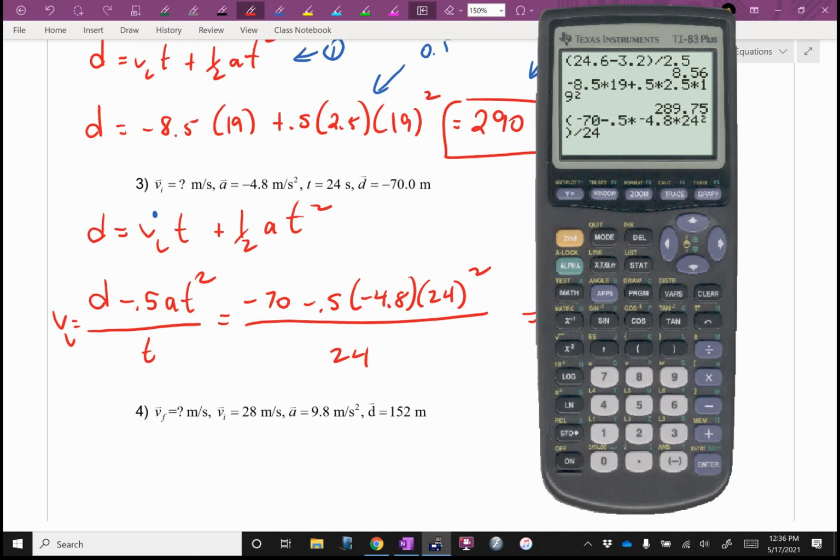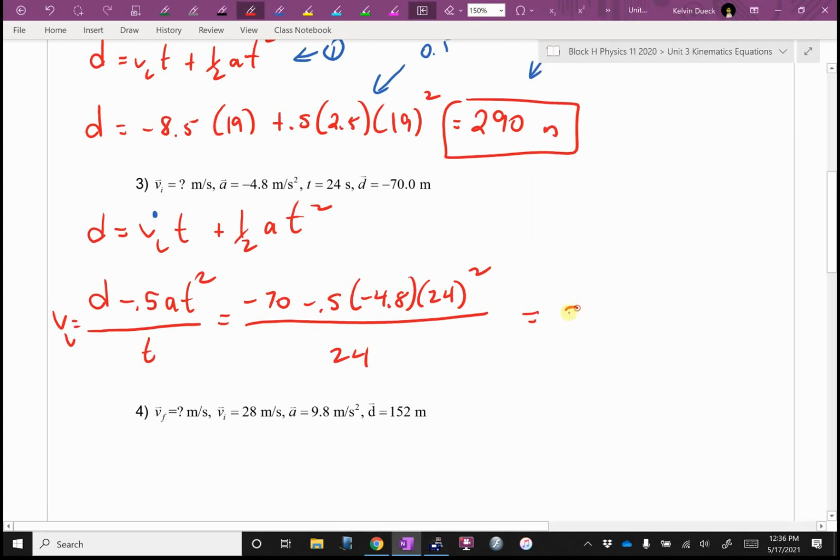Negative 70 minus 0.5 times. Also notice there's a difference between what a negative sign looks like on your calculator and what a subtraction sign looks like, and you can't use them interchangeably. You get 54.6833, is that right? So 54.7 to 3 sig figs? And if you forgot the units, I would take a half mark off: meters per second.